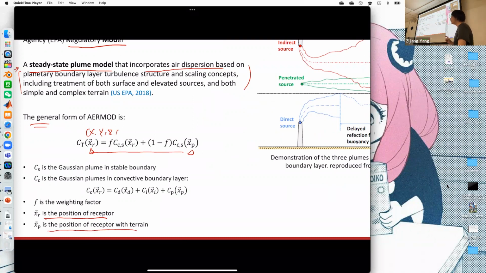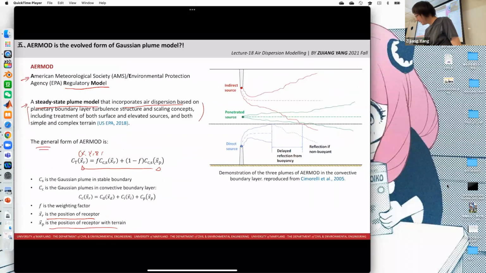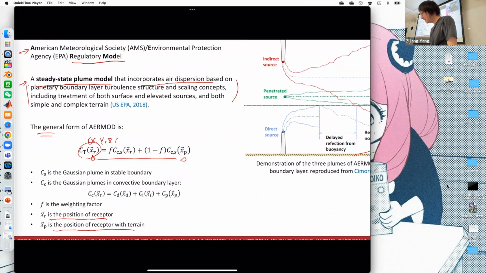For the Gaussian model, we do not consider if we have some mountains or some elevation change of the ground. But for AERMOD, it considers this effect. And we can see that AERMOD is just the combination of two results of Gaussian plume model. This one is a Gaussian plume model result without the influence of the terrain, and this is a Gaussian plume model with influence of terrain. And then we just assign a weight factor to these two concentrations, and then we can get the final concentration.